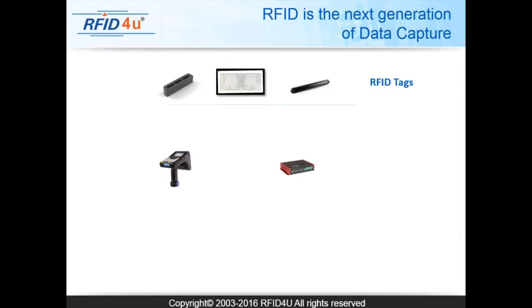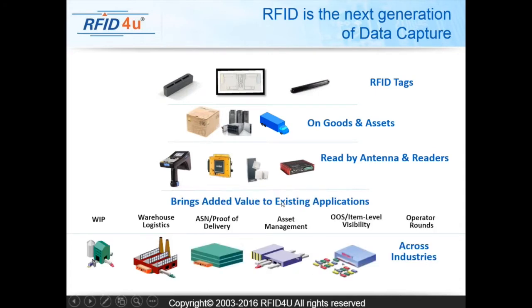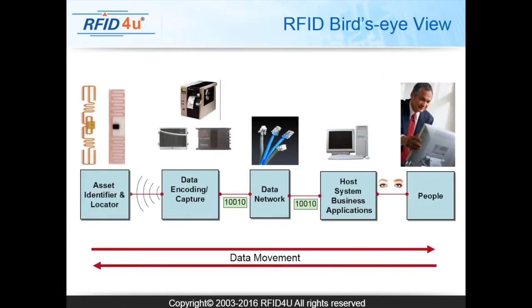RFID is the next generation of data capture, and the initial portion of the data capture is the RFID tag, which is attached to goods or assets or people, and is read by antennas and readers, RFID antennas and readers, which pass the data and bring value to the existing applications across all industries, going from manufacturing to retail as well as other business functions.